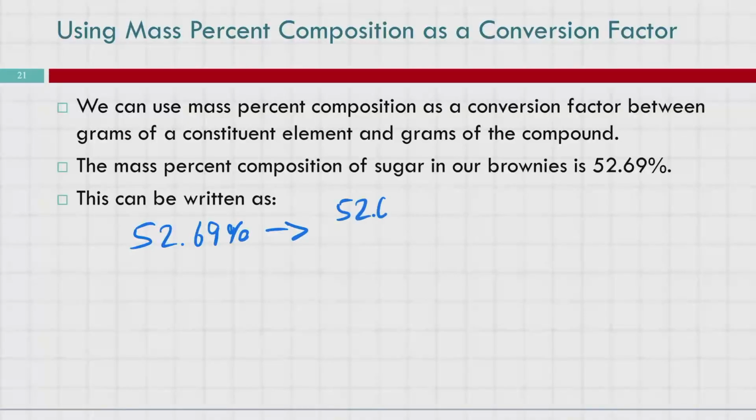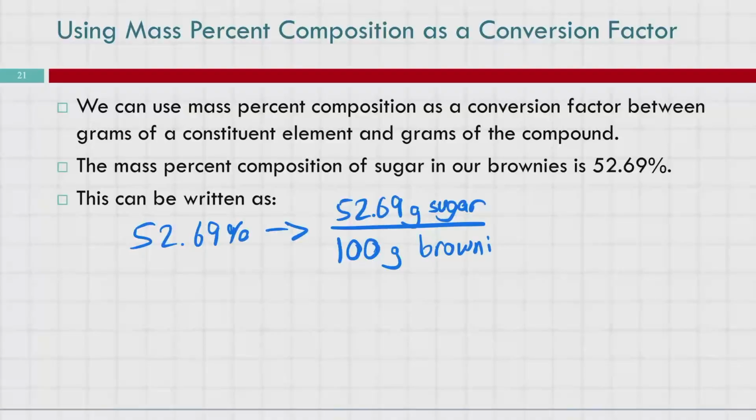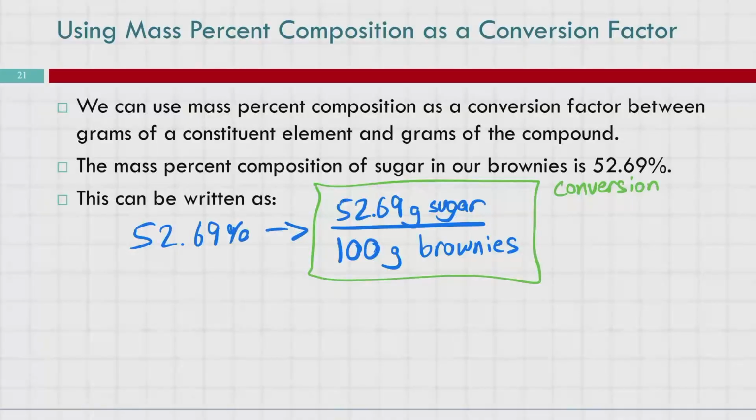Is 52.69 grams of whatever the thing is, sugar, and then 100 grams on the bottom of whatever it's in. In this case, that's going to be brownies. So this would be our conversion factor form, one of the conversion factor forms. So this would be our conversion factor between sugar and brownies.